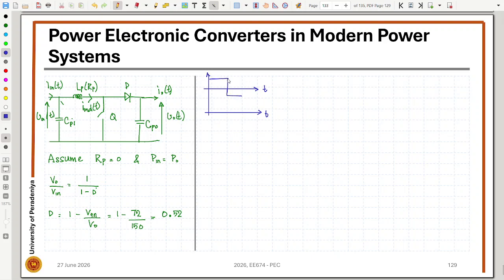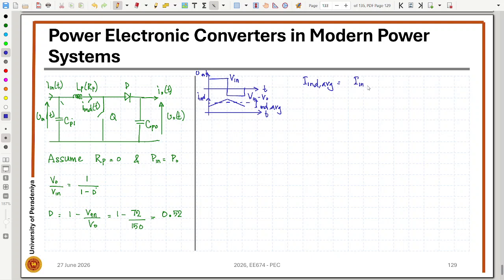So the inductor voltage is going to be positive during the turn on time, so we have V in, otherwise we have V in minus V out. So this is the inductor voltage, and the inductor current is going to be this. The average value is going to be given by this, which would be equal to the input current. So we can write I inductance average is equal to I in.